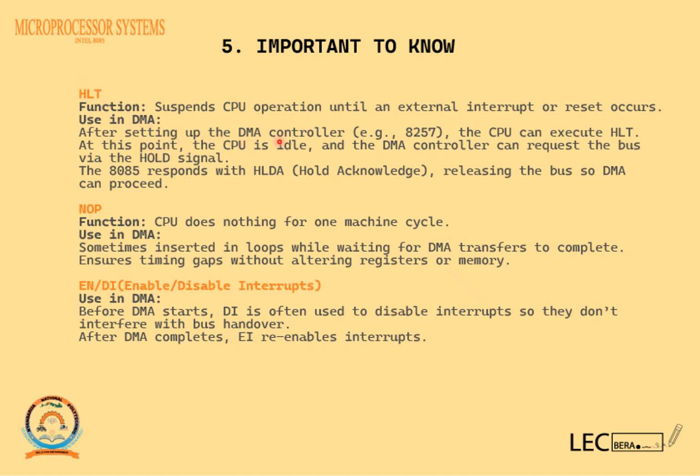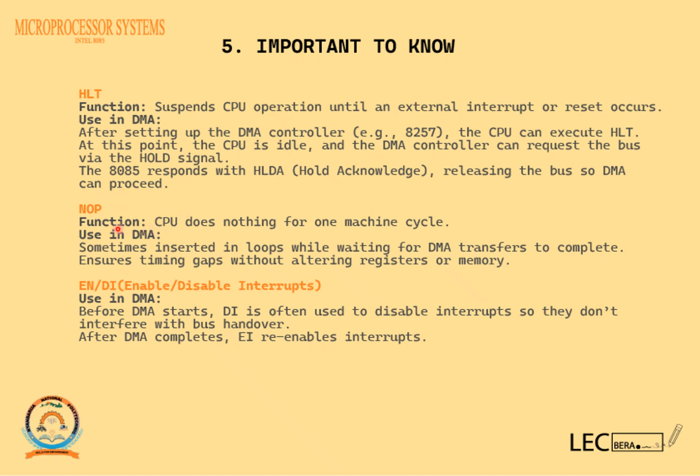In the DMA, how do we use this HALT? After setting up the DMA controller, e.g. 8257, the CPU can execute HALT. At this point, the CPU is idle, and the DMA controller can request the bus via the hold signal. The 8085 responds with hold acknowledge, releasing the bus to DMA, so the DMA can proceed.